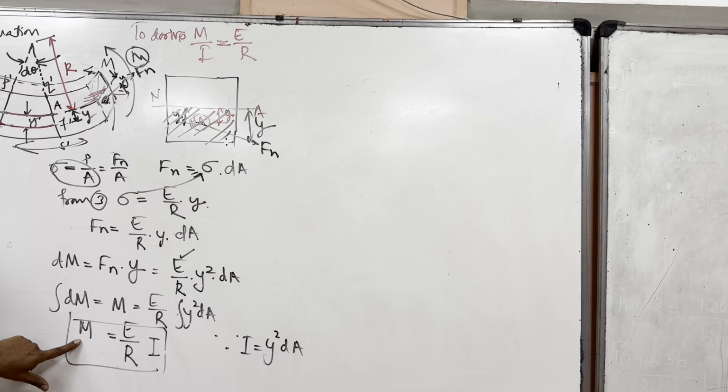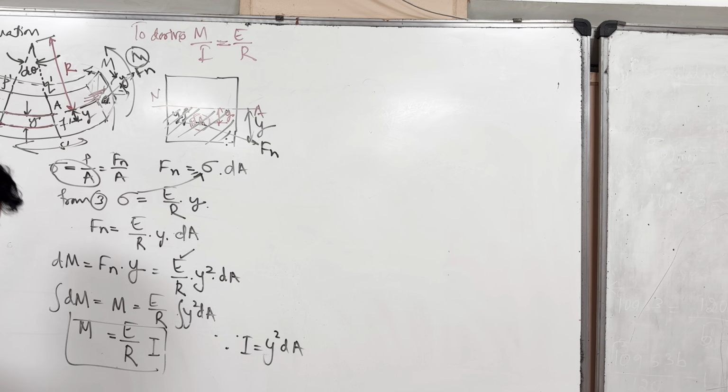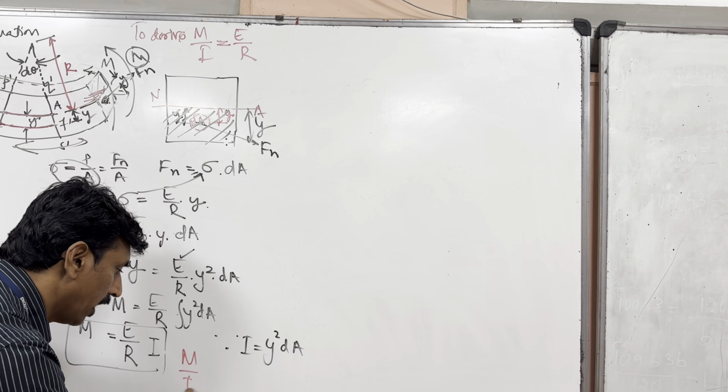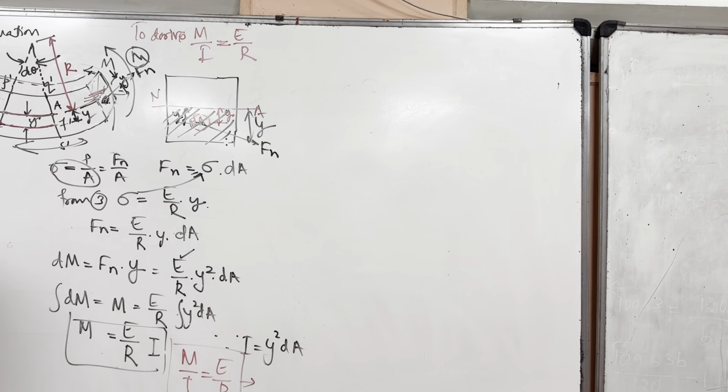Okay, so now can you bring this to this format? I wanted to derive m by I is equal to E by R. So just bring it onto the other side. You get this as m by I is equal to E by R. So call this as equation how much? Here you call this as equation 3. You call this as equation 4. From 3 and 4, you can write this bending equation: M by I is equal to sigma B by Y is equal to E by R.